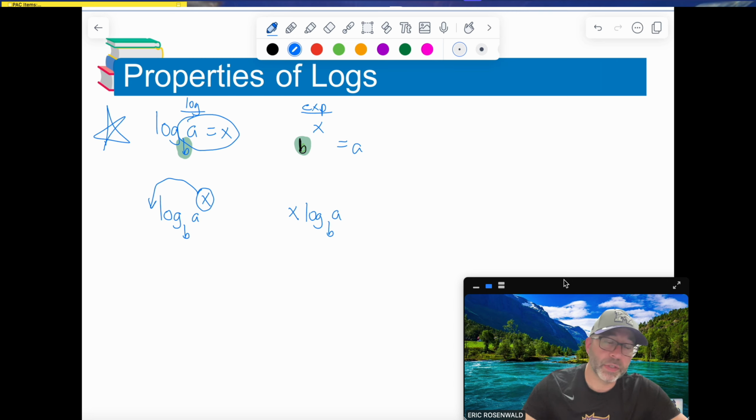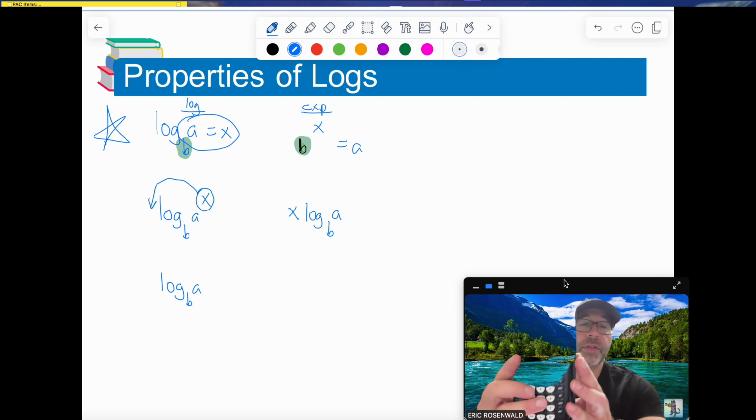Okay, so that's a second property right there. Another property is log base b of a. And this one is generally used on calculators where you don't have the log function built into it. Instead, you would have to do change of base. On our calculator, we do have a log function built into it.